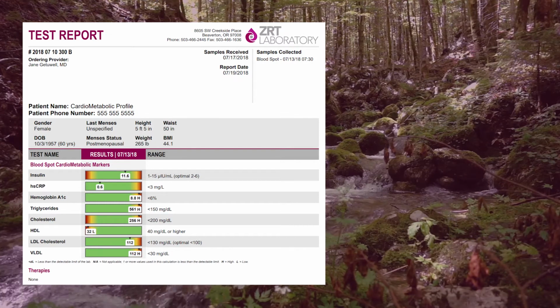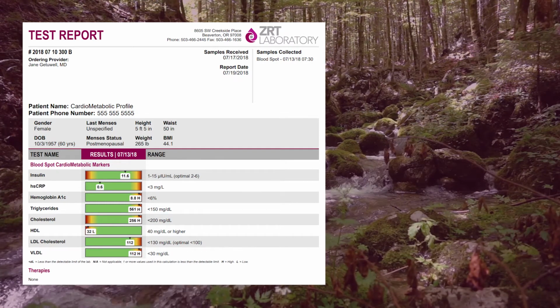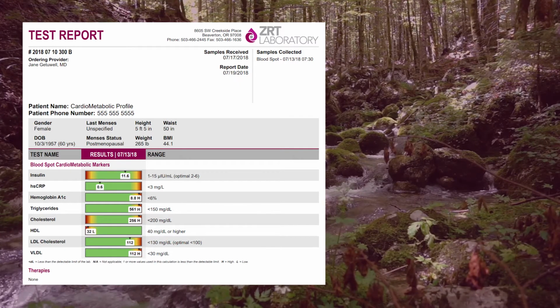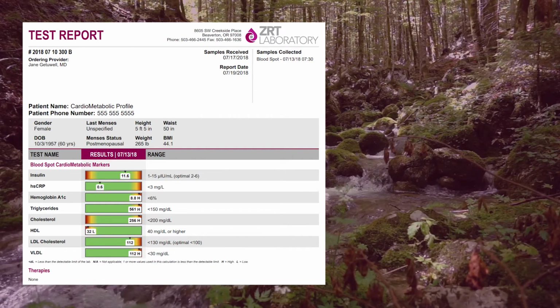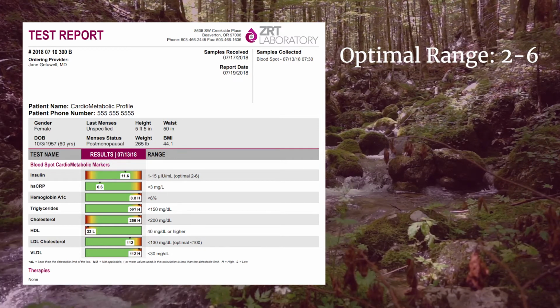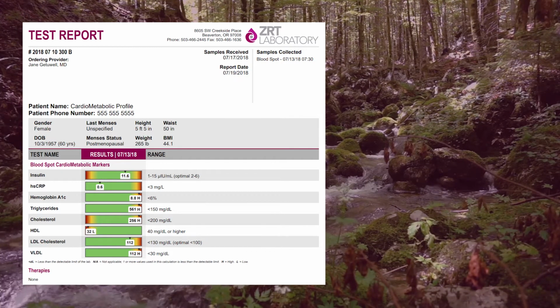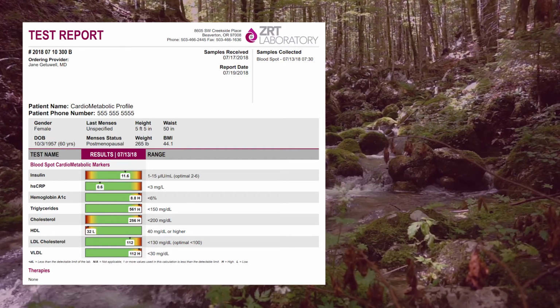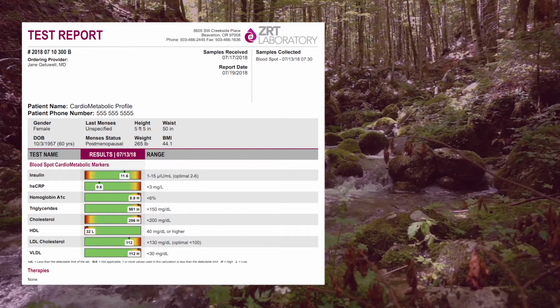But I do want to point out that on fasting insulin, there's a wide range of normal from 1 to 15 units per ml, and that is our green bar. However, there's a much narrower range that we call optimal, which is from 2 to 6, which we consider optimal for health. So when we comment in the comment section, we will talk about where insulin falls in terms of the normal range and also how it compares to what we consider the optimal range of 2 to 6.